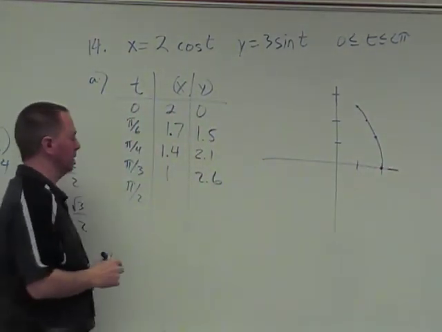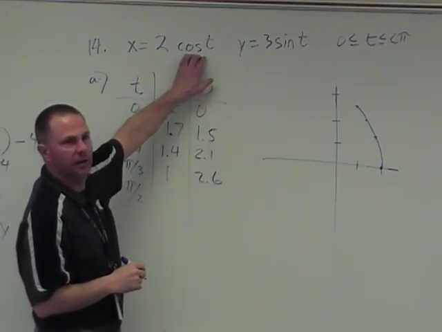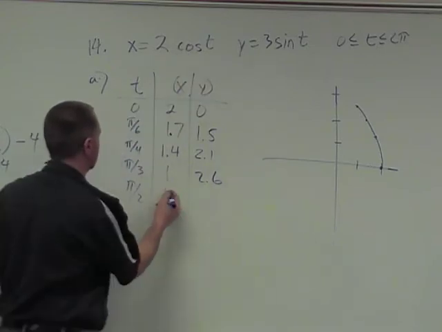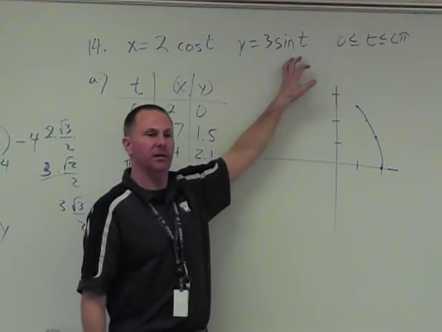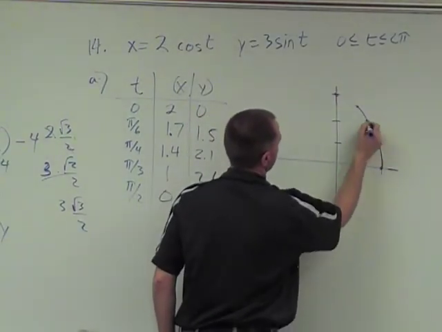I'm going to graph this a little better. All right, now about 90 degrees. X value of 90: 0 times 2 is 0. Y value of 90: 3 times 1 is 3. So (0, 3). Look at that.